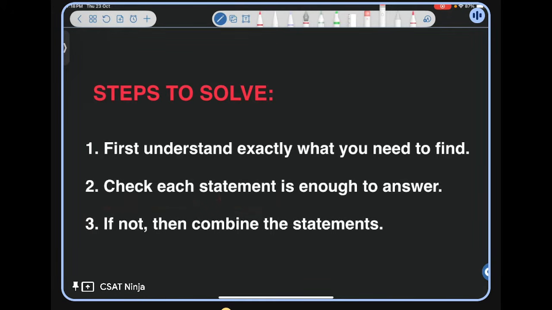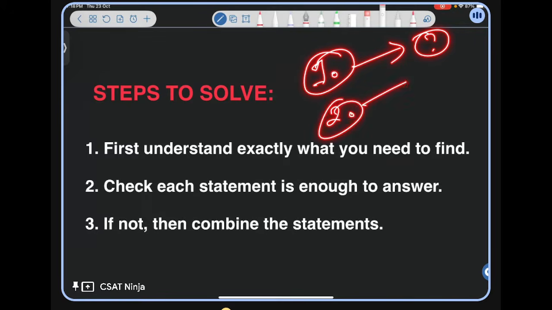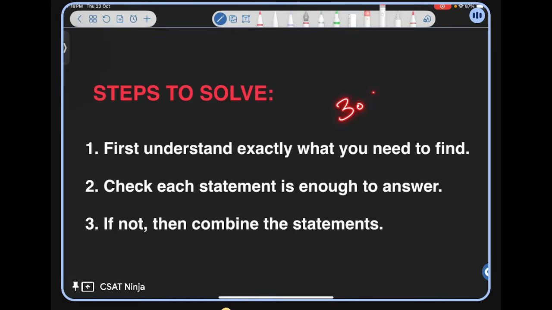And the next step is to check each statement. There will be 2 or 3 statements given. You check every statement, and each statement, let it be statement number 1. Using statement number 1, are you able to answer the question that is asked? Or using statement number 2, are you able to answer the question? Or using statement number 3? You check for each statement. If you can answer using only one statement, you stop there. If not, then use a combined statement.